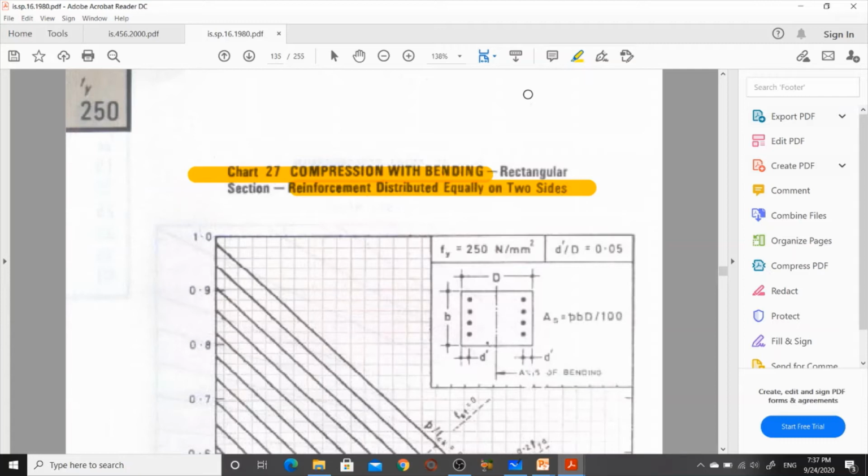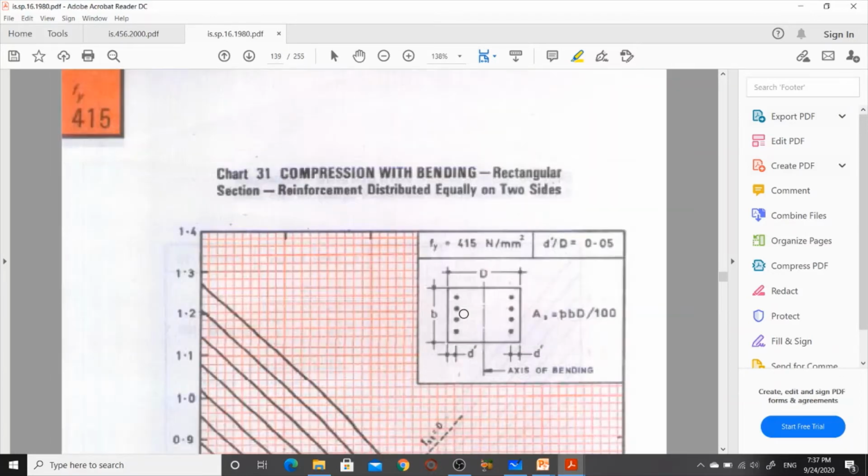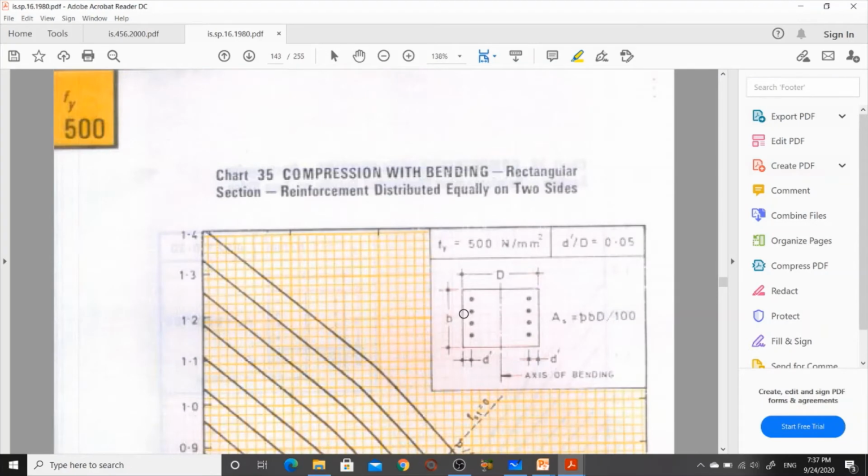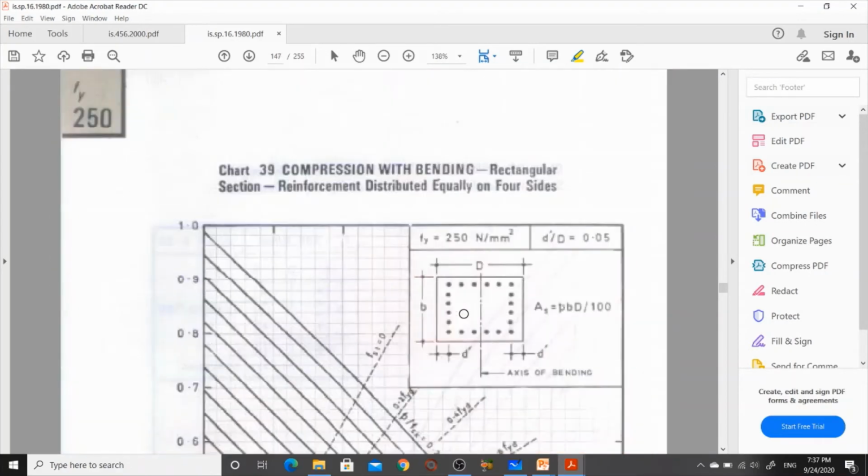Reinforcement distributed equally on two sides. Look here, this is a two-side reinforcement. What are we going to do? We are going to distribute it equally on four sides. Here is a four-side reinforcement.